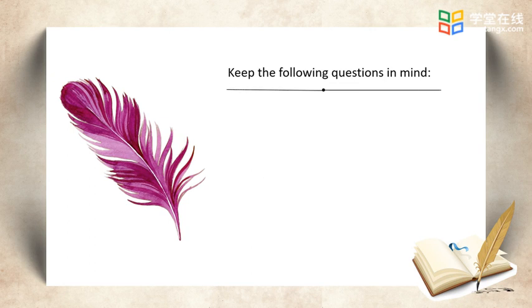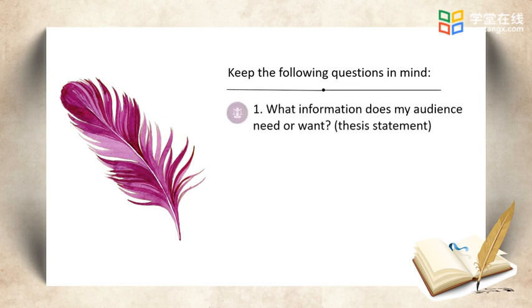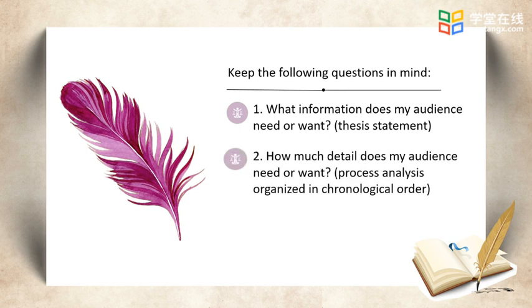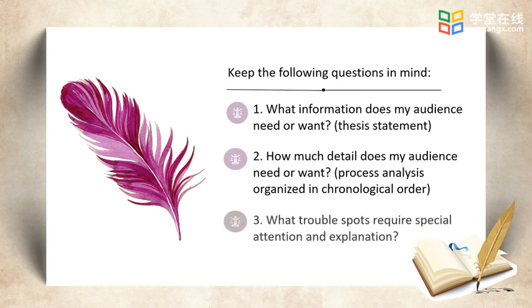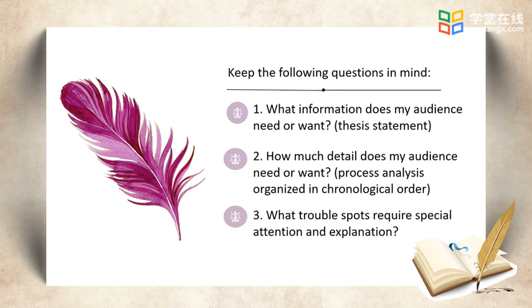Your main aim in process analysis is to inform readers. Therefore, as you develop your essay, keep the following questions in mind. First one, what information does my audience need or want? That is a thesis statement. The second one, how much detail does my audience need or want? That is a process analysis organized in chronological order. The third one, what trouble spots require special attention and explanation?